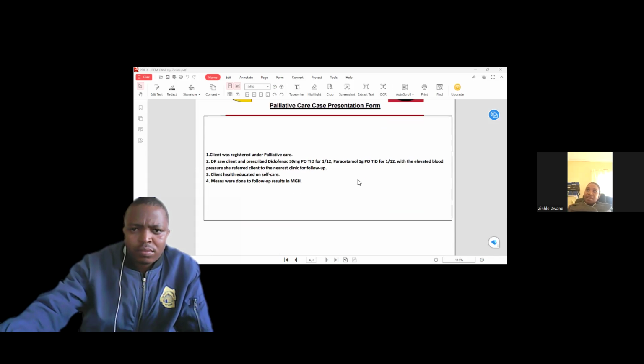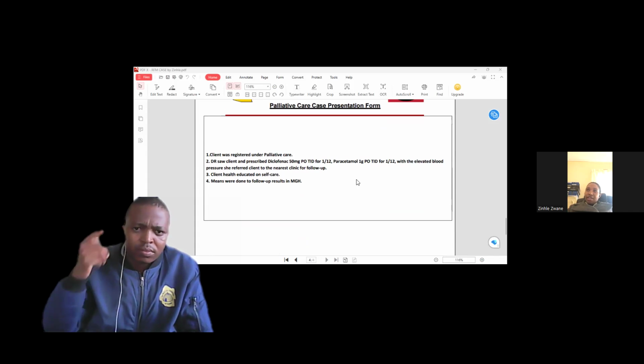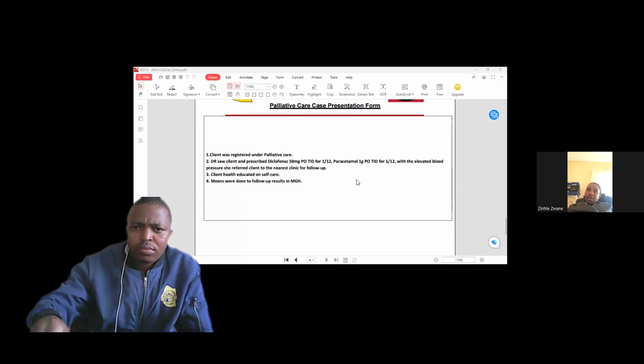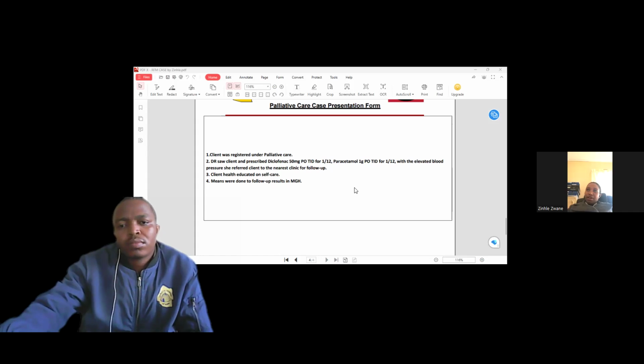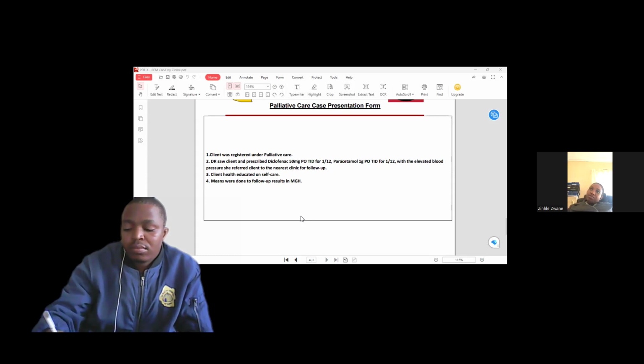Further plan of care to improve the quality of life of client and family. Client was registered under palliative care. The doctor reviewed the client and prescribed diclofenac 50 milligrams twice daily for 1 month, paracetamol 1 gram twice daily for 1 month. With the elevated blood pressure, to get the client to the clinic for a follow-up.